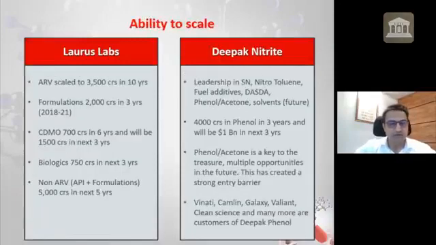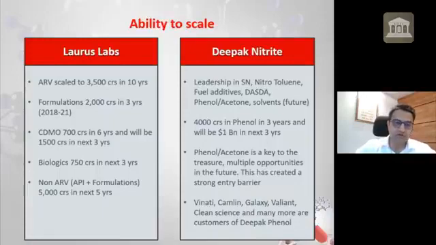Third is the ability to scale. Now, this is something which you need to understand. When I say ability to scale, Laurus is able to scale each of its verticals to a very meaningful size. If I look at their ARV vertical, so antiretroviral APIs or antiretroviral formulation, they are able to scale it up to 3,500 crores in the last 10 years.